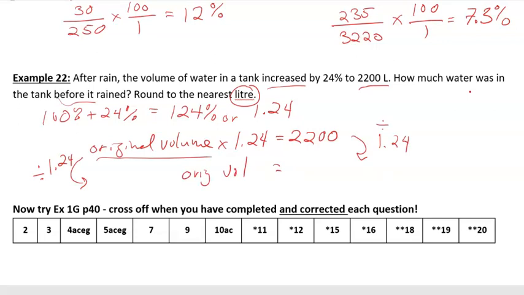And if we do that work, the original volume on our calculators is 1774 liters. All right, hopefully that helps. And now you've got some work to do.